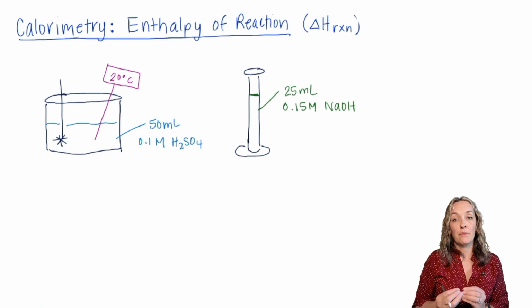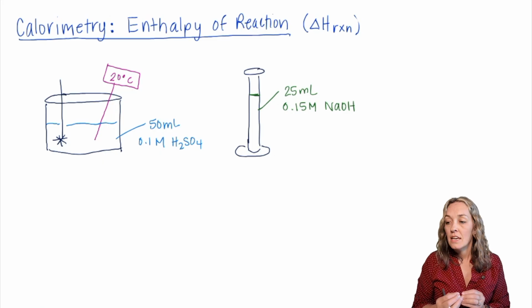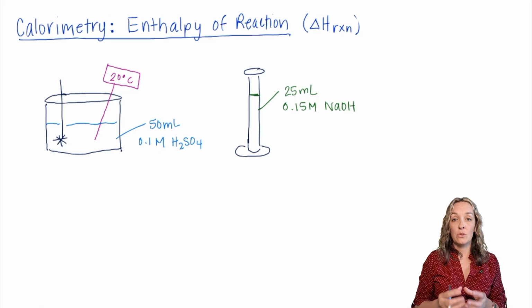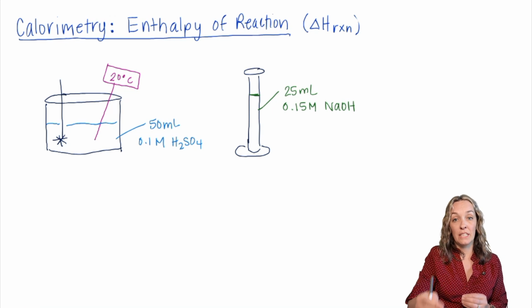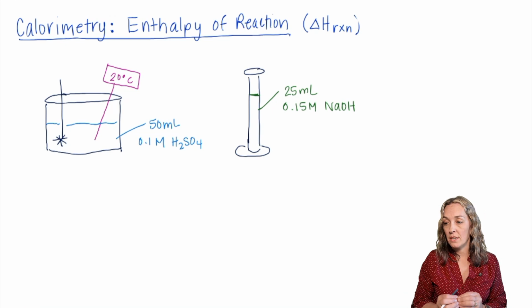Now, the problem is that we can't measure heat directly. So we are going to use something called a calorimeter in order to collect the data that we need. Once we have all of that data, we can use that to find the amount of energy that is either released by the reaction or absorbed by the reaction.